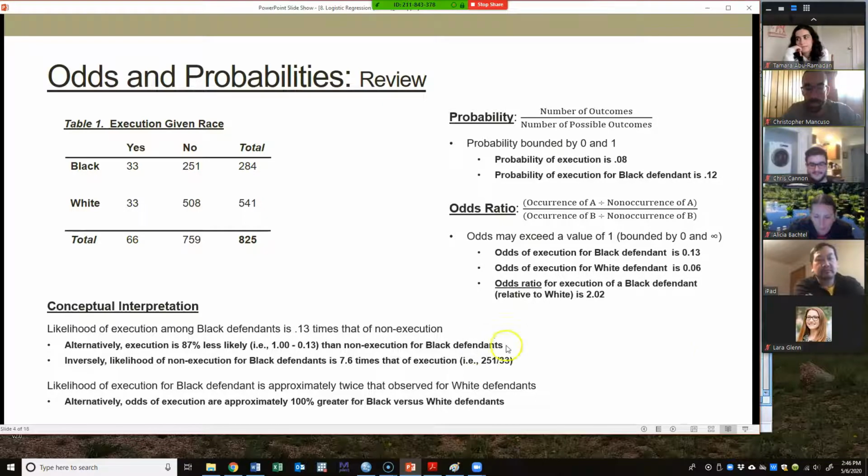And so within the context of this, if the odds of execution for a black defendant relative to white defendant were even, if it were happening at about the same rates, we'd expect an odds ratio of 1, right?